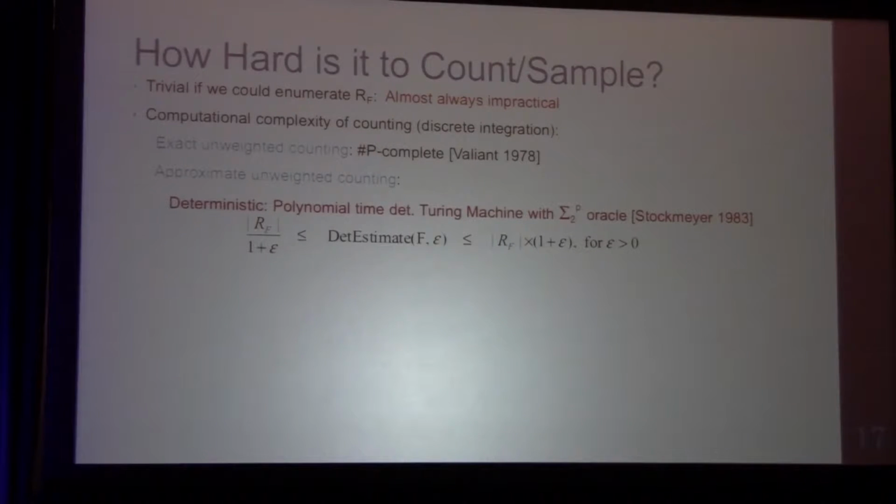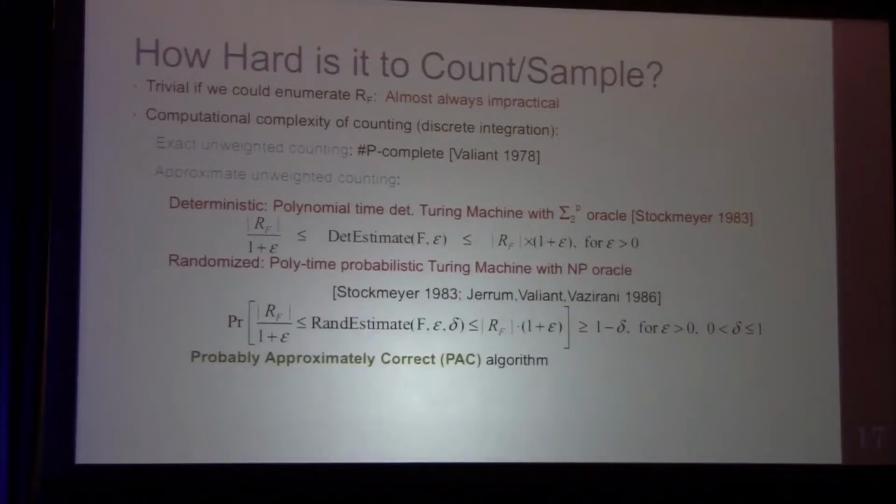So for a particular application, if a given epsilon works for you, you may be able to get by a bit easier. Okay, what about randomized algorithms for it? Here the situation becomes far more interesting, and in fact in the same paper of Stockmeyer, which was further elaborated upon by Jerrum, Valiant and Vazirani in 1986, they showed that there is a polynomial time probabilistic Turing machine which needs access to just an NP oracle, not an oracle for a problem at the second level of the polynomial hierarchy, and which can solve this problem.